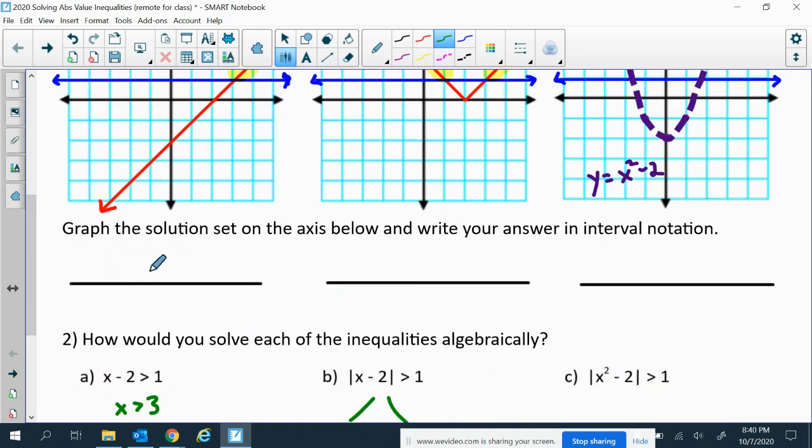So we would graph the solution sets like this. And to write it in interval notation, we would say 3 to infinity, or negative infinity to 1 union 3 to infinity, depending on which problem we have.